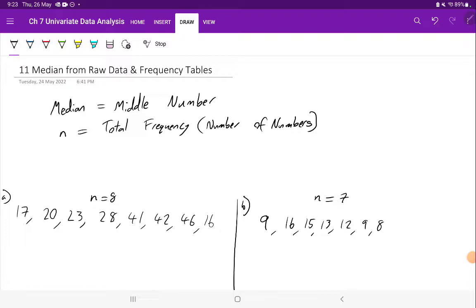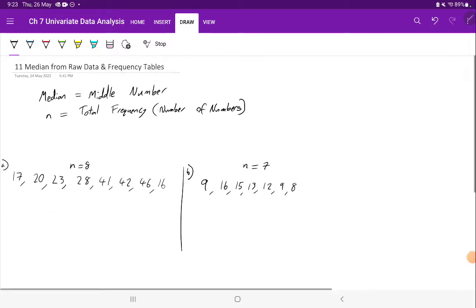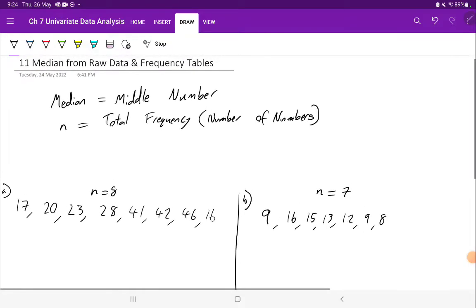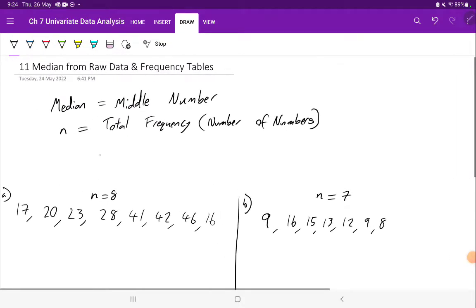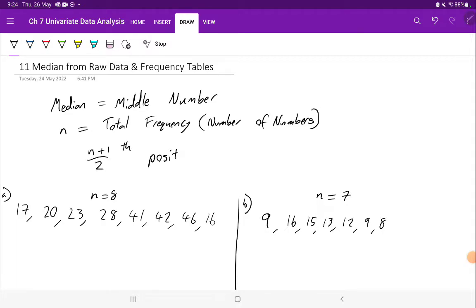So, to find the middle number, there's a couple ways we can do it, but my favorite method is the n plus 1 over 2 position. It is not just that you take n, add 1 and divide it by 2, it's that we're finding the position of it. So let me show you what that looks like. So, n plus 1 over 2 position.